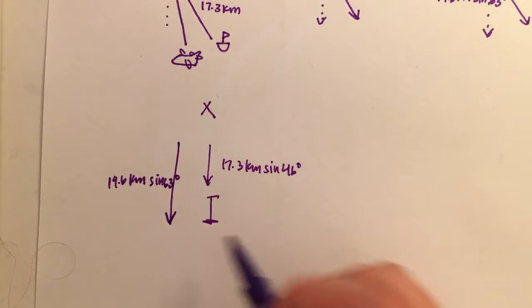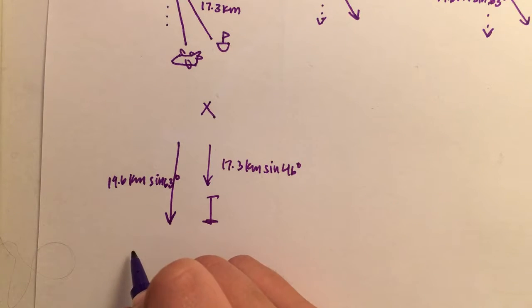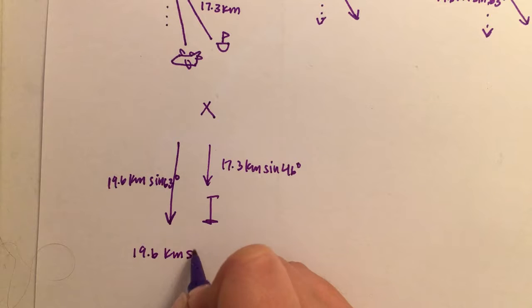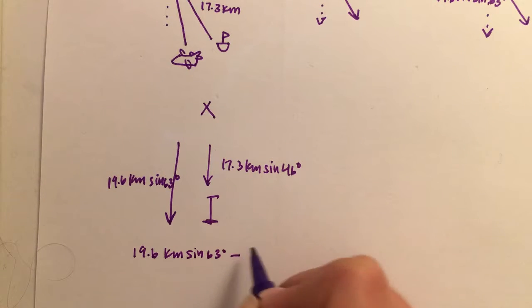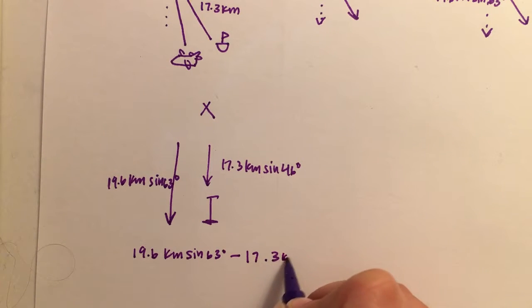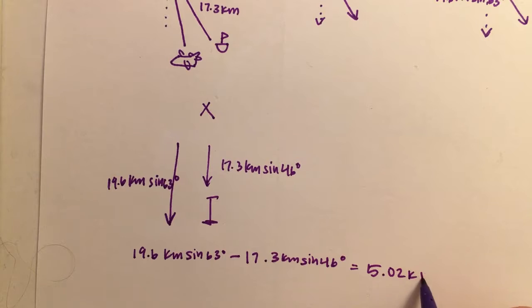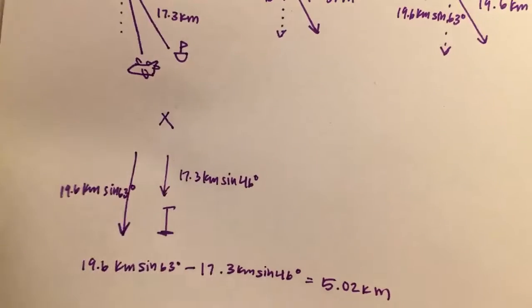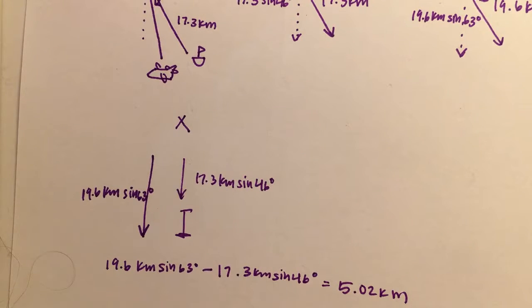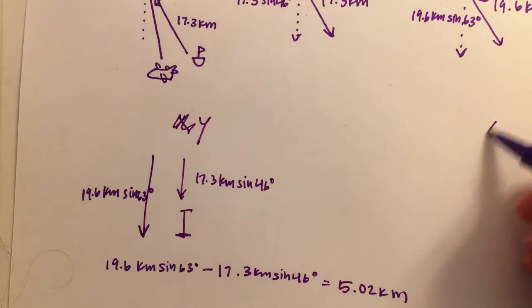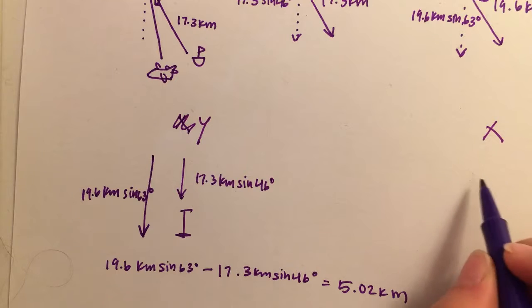So we can do that by doing 19.6 kilometers sine 63 minus 17.3 kilometers sine 46 degrees, and that will give us 5.02 kilometers when you put that into a calculator. And I just realized this is the y direction. Okay, now we'll do it for the x direction.